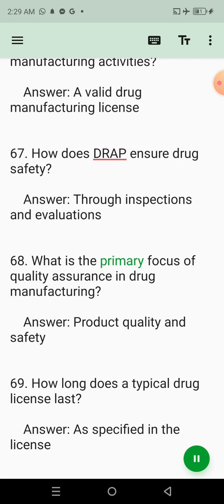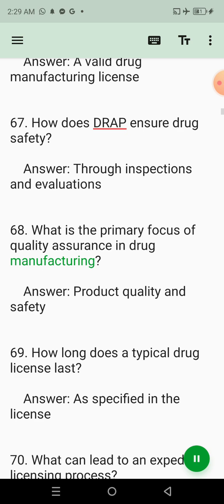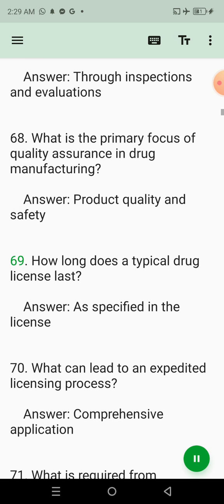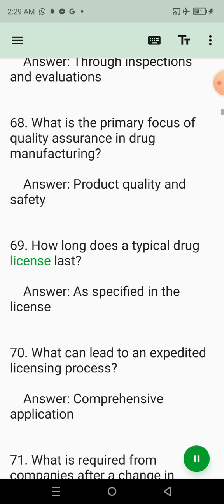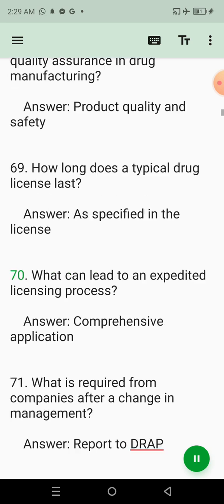68. What is the primary focus of quality assurance in drug manufacturing? Answer: product quality and safety. 69. How long does a typical drug license last? Answer: as specified in the license.